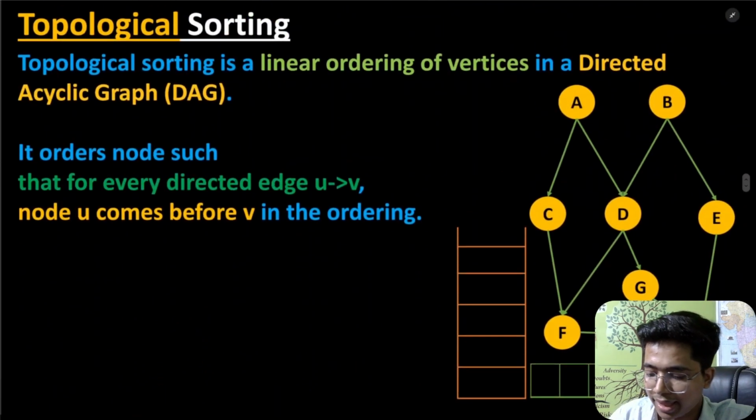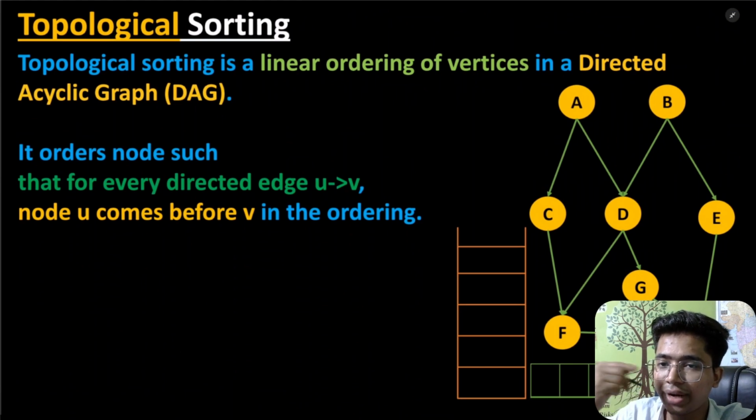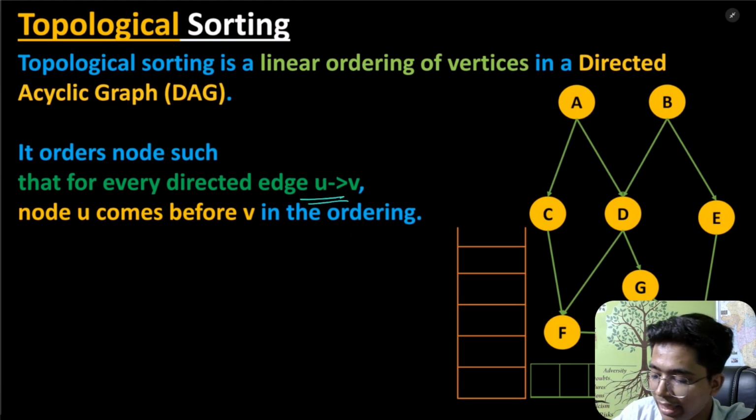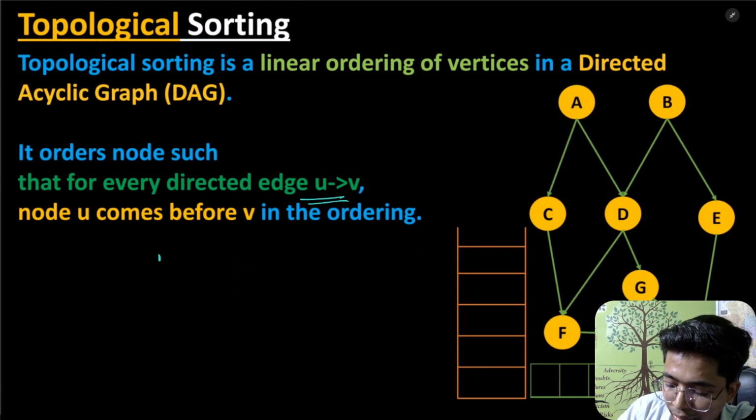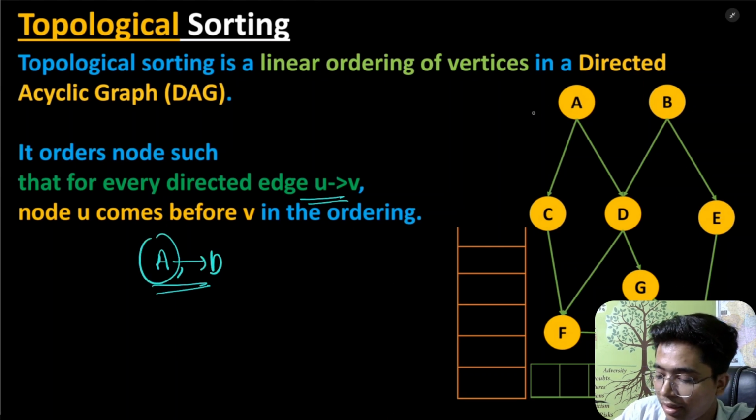Let's have a little more look. Topological sorting is a linear ordering of vertices in a directed acyclic graph. It orders nodes such that for every directed edge u to v, node u comes before v. It is telling the same thing: if there is an edge A to C, A is always before C and D. That means it should always come before everyone in the graph.